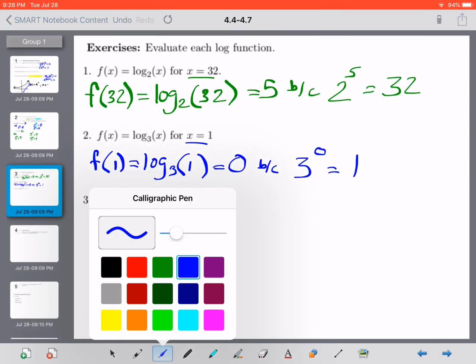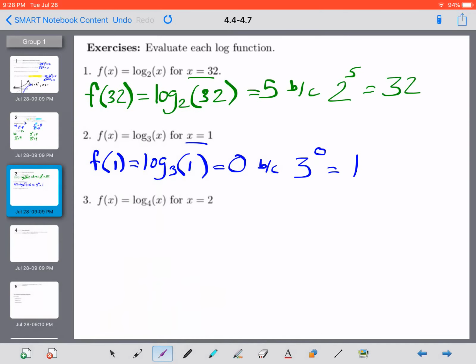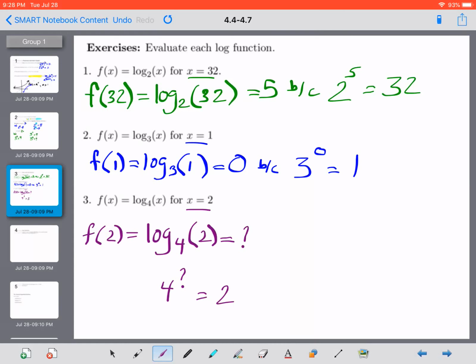This one's a little bit tricky. We want to find f of 2 for the function f of x is equal to log base 4 of x. So log base 4 of 2 is what we're looking for. Okay, now here's what you need to think to yourself. What do I need to raise 4 to the power of to get 2? Right, this is different because we're starting with a base that's larger than our output. So somehow this exponent needs to make my number smaller.